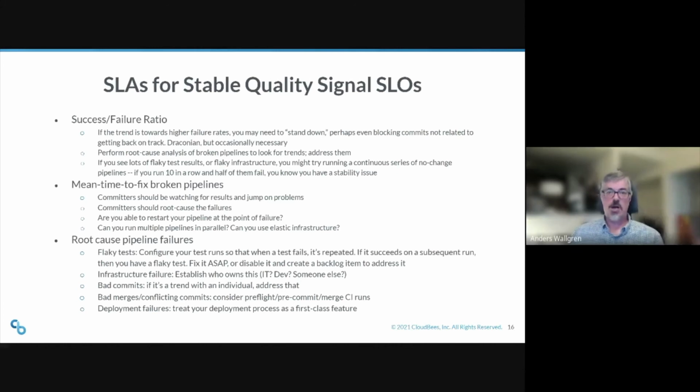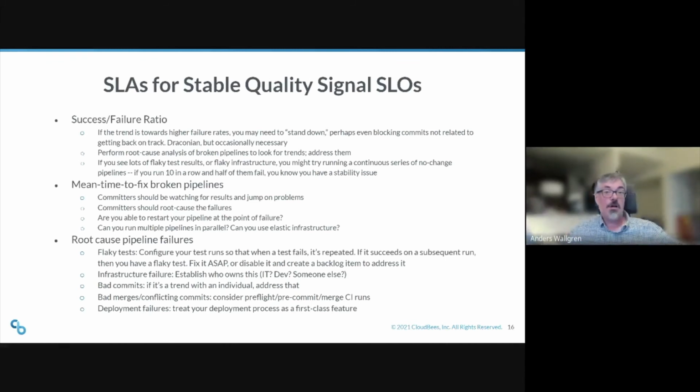Then, in terms of what to do when the mean time to fix goes up, committers should be watching these results and jumping on problems. If I've committed something into a pipeline, I need to be watching that and paying attention to that. Again, the size of the team, the geographic distribution of the team, whether we're following the sun with our development practices, all play into this. The committers here should root cause the failures. When I speak of committers, I'm generally thinking of continuous integration pipelines, but I think it applies even to continuous testing or continuous delivery pipelines.